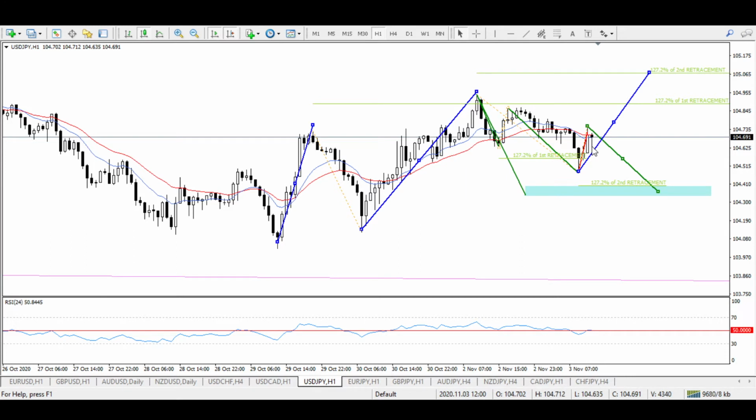So how can we figure this out? We need RSI to stay above 50. Right now you can see that the RSI is staying above 50. The value right now is 51.03. Price is looking like it's going to break to the upside.